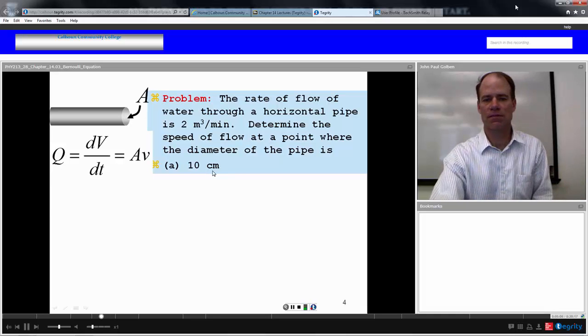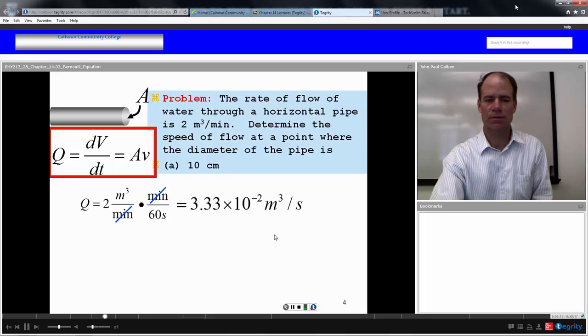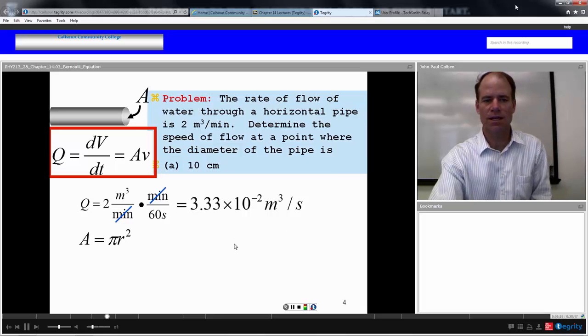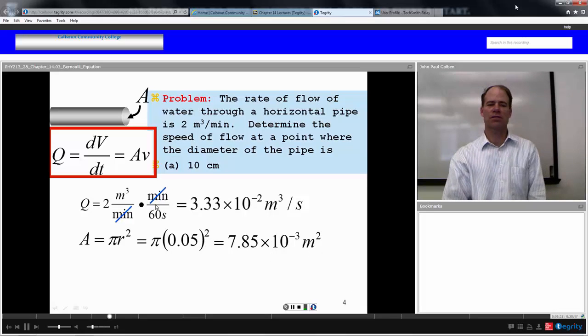If the diameter is 10 centimeters, the radius will be 5 centimeters. And our rate of flow is going to be 2 cubic meters per minute, a minute per 60 seconds, which would be 3.33 times 10^-2 cubic meters per second. Our area will be pi r squared, pi times 0.05 meters squared, 7.85 times 10^-3 meters squared.